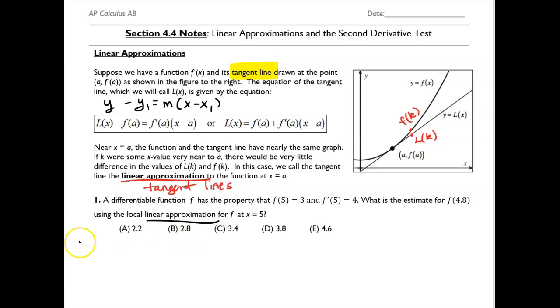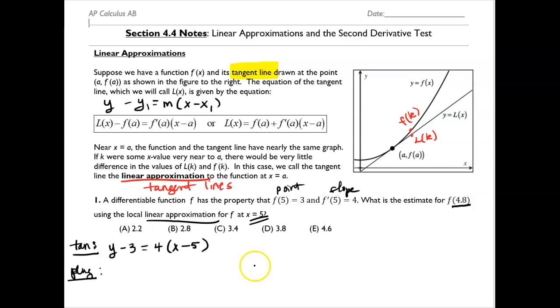So we start this out just by writing your tangent line, just like normal. We should be very familiar with this at this point. I've got my point here, and I've got my slope. So I can write my tangent line: y minus 3 equals 4 times x minus 5. Our next step is we're just going to plug in that x value. So it's asking us to approximate f of 4.8. We're using the tangent line at x equals 5.